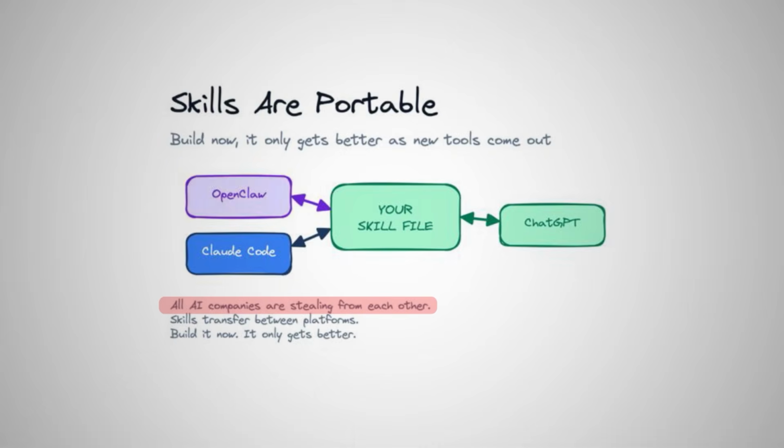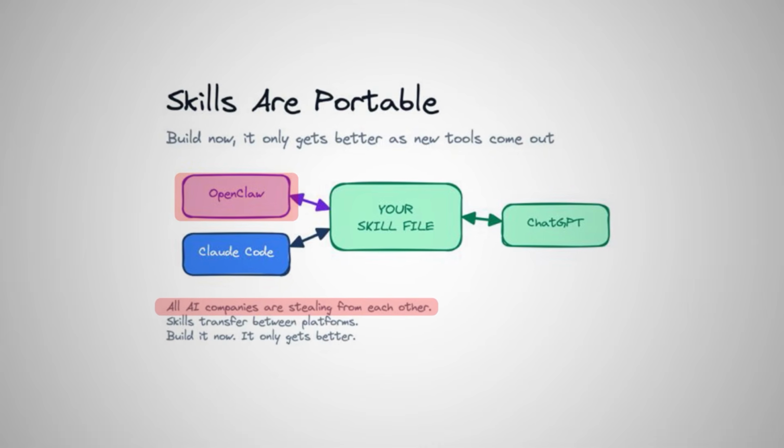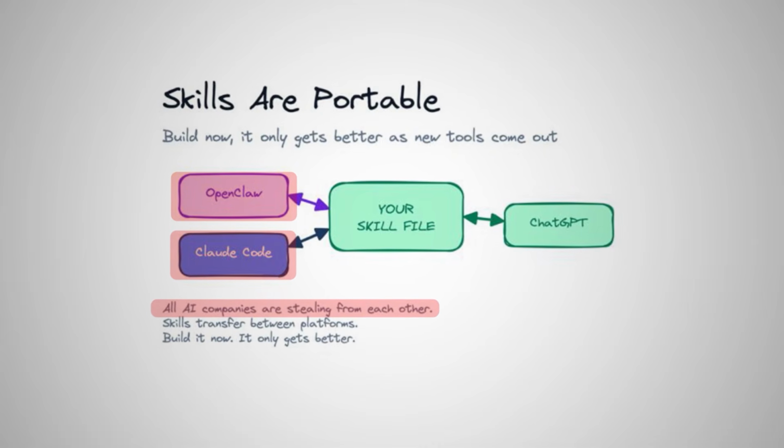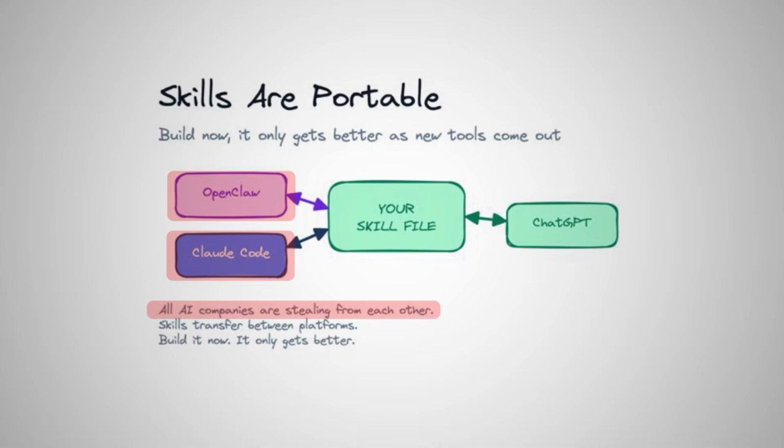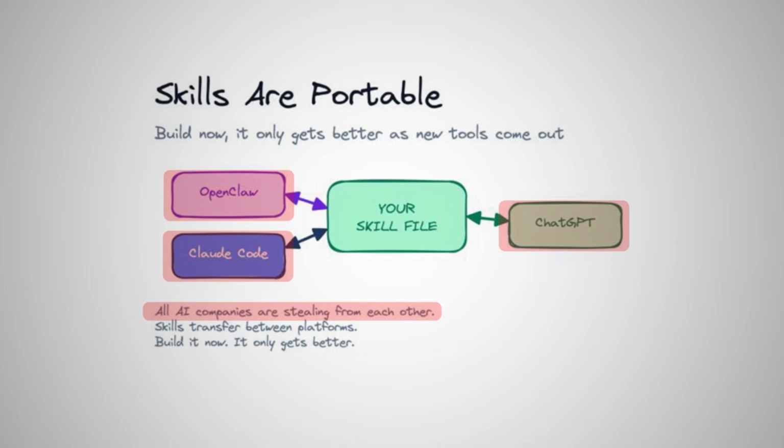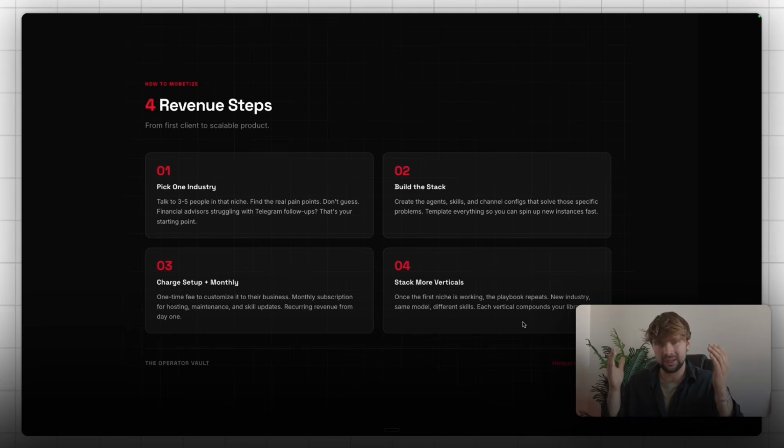This means that if you build a skill in OpenClaw, you can easily drag that skill over to Claude Code. And also you can take that skill from Claude Code into ChatGPT, for example. The possibilities are endless. Just get to building, understand how you can build, how you can automate, and what you can automate. And then, well, whoop-de-doo, you're going to be able to basically sell that stuff and improve it over time. So stack more verticals.